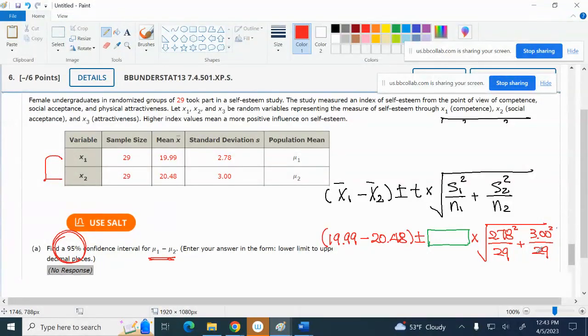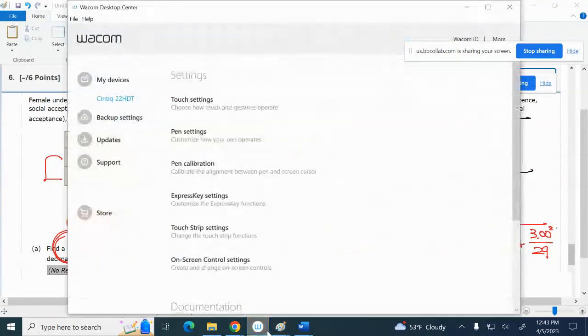Anybody who found the t-score? 1.701. I got 2.048. What did you say? 2.048. I wasn't looking at the 95. Okay, 95. Yeah, 2.048. Then let me take the mean difference.